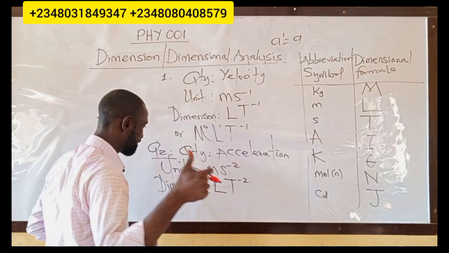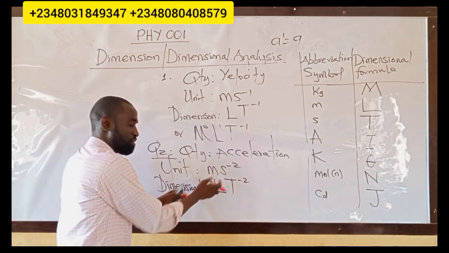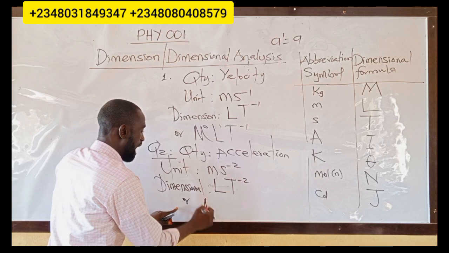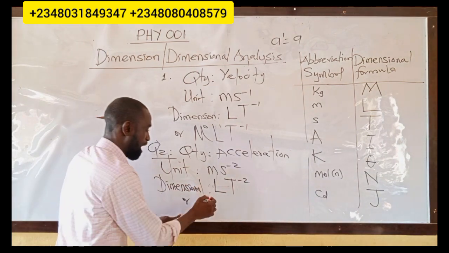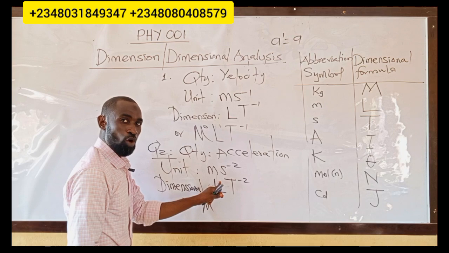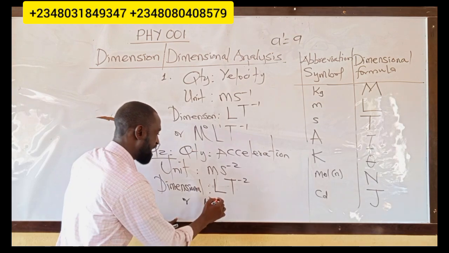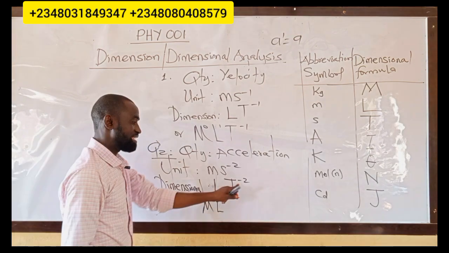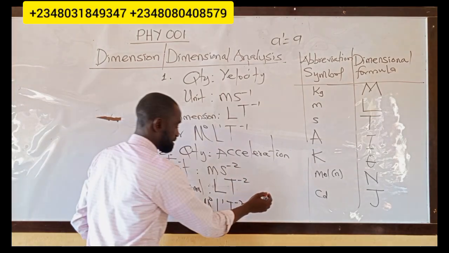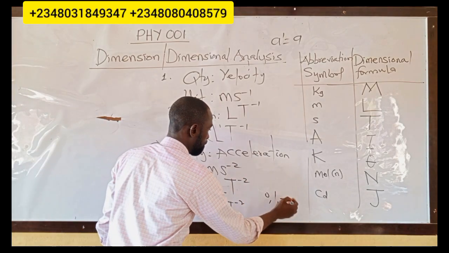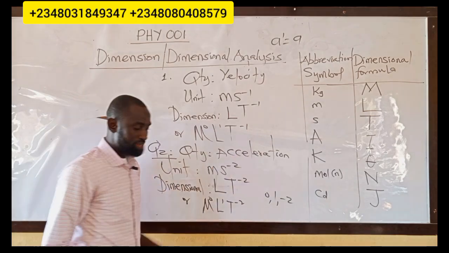So it can be like this, or I can do this one. Our M is missing because it has a power of 0. So M is power 0. This L will have a power of 1. Then this T will have a power of minus 2. So the powers are 0, 1, and minus 2 for acceleration.